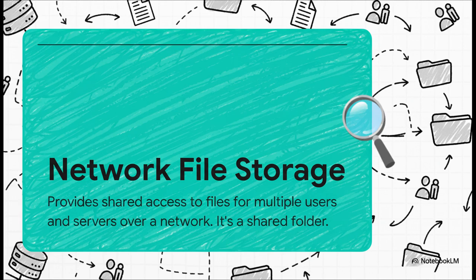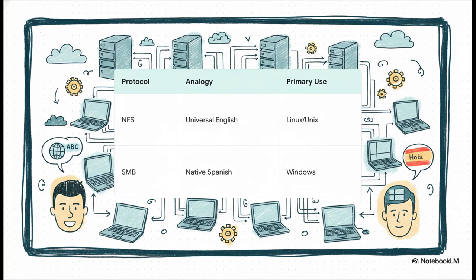It's just a way of making a file system available over a network, so that a bunch of different computers can all connect to it, or mount it, at the very same time, and everybody sees the exact same set of files. Now, how do we get all these different computers to agree on how to talk to that server? Well, they need a shared language, or what we call a protocol. The two big ones are the Network File System, or NFS, which you can think of as the universal English of the Linux and Unix world, and then there's Server Message Block, or SMB, which is kind of like the native Spanish spoken in the Windows world. Different languages for different ecosystems, but they both get you to the same goal.